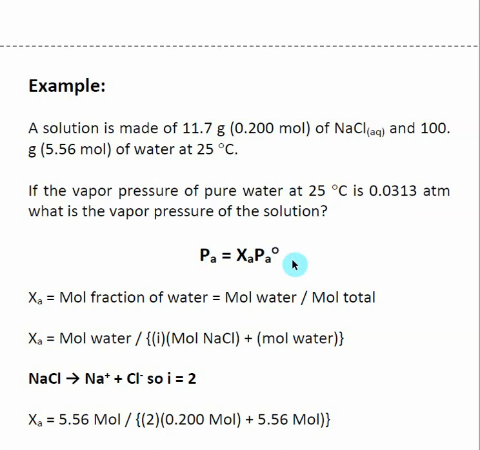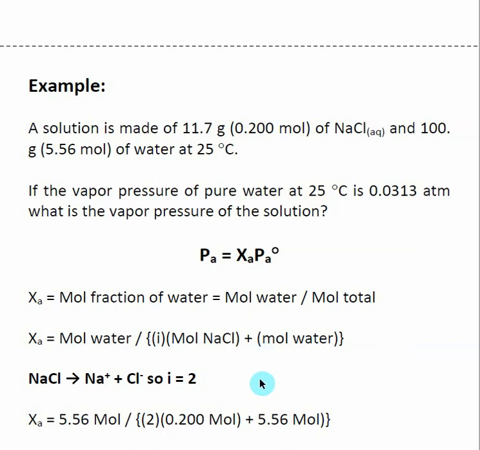We have the vapor pressure of our pure solvent at the temperature that we are interested in, and just like before, we're going to use Raoult's law. What we need from Raoult's law is the mole fraction of the solvent. So remember, we're looking for the mole fraction of the solvent here. That's going to be equal to moles of water divided by moles total. And moles total are going to be equal to the moles of the solute plus the moles of the solvent. And water is our solvent, NaCl is our solute.